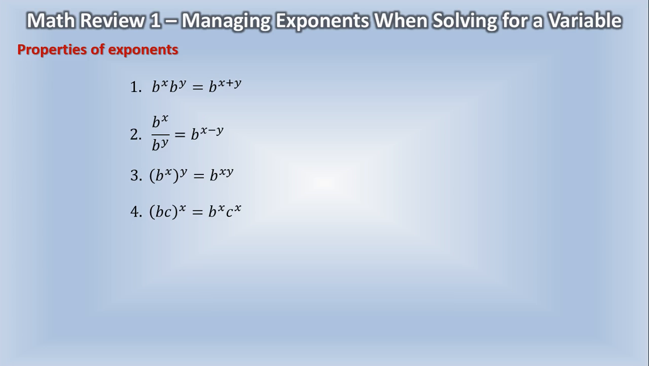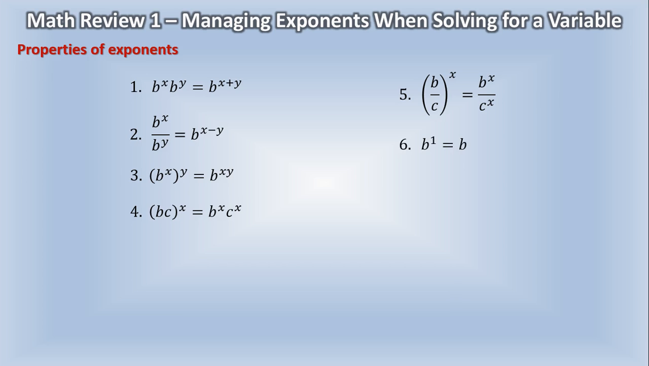Let's say you have a product of two numbers, b and c, being raised to some power x. That is equivalent to the first number b being raised to the power of x, multiplied by the second number c being raised to the same power x. If you have some quotient b divided by c, some ratio, and that whole thing is being raised to the power of x, that is equivalent to the numerator being raised to the power of x divided by the denominator being raised to the power of x.